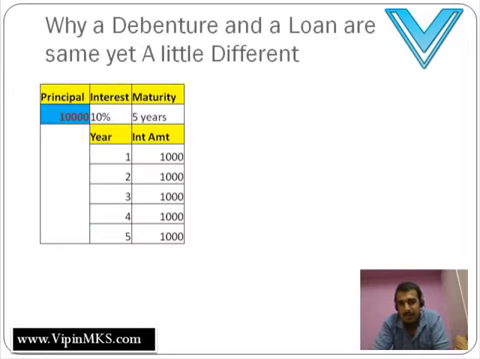Yes, why a debenture and a loan are the same yet a little different. So what do I mean by that? Yes, I did confuse you in that, and that's for a good thing. Let me try to undo my mistake. If you see the blue part that has been put up there, the principal I've considered here is 10,000 rupees.